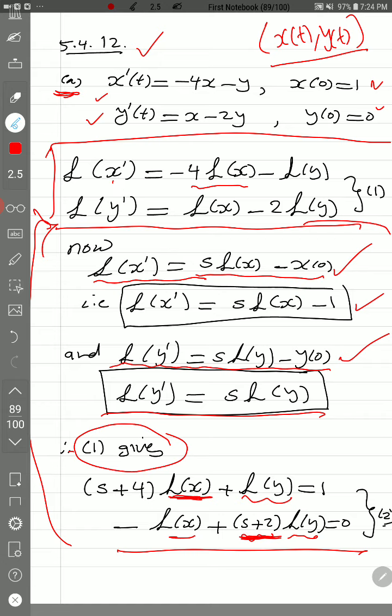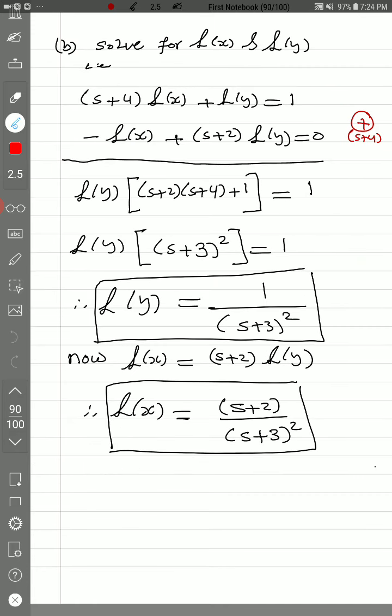So now this is part A. We get only a system of two simultaneous equations. Now in part B we need to solve for L of x and L of y. It's just an algebraic equation. What I did here, I said multiply this equation by s plus 4 and add. This is the meaning of that, because I can cancel L of x. When I multiply and add, this will cancel out this side, so you have only L of y, and here it will be 1.